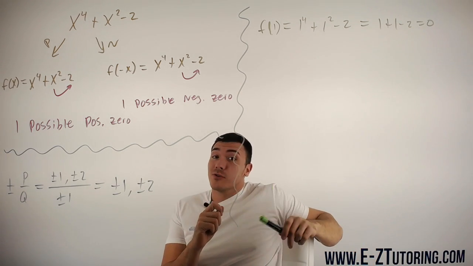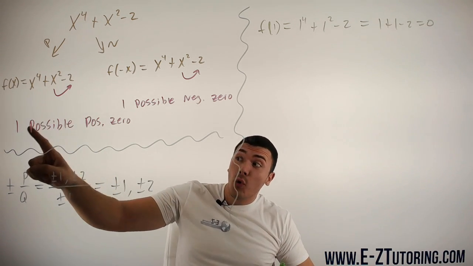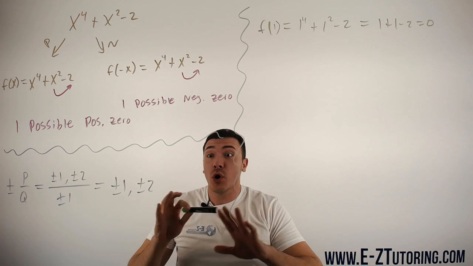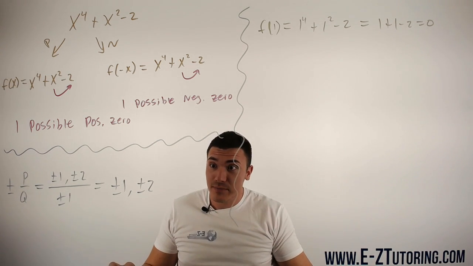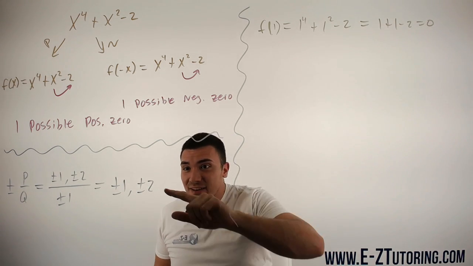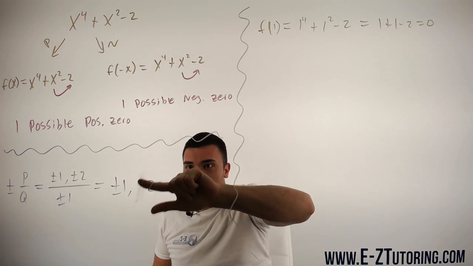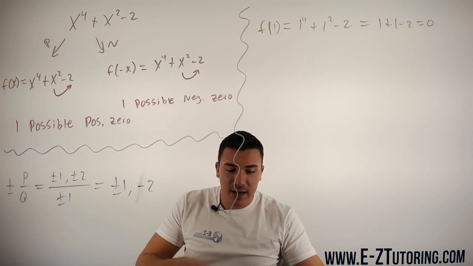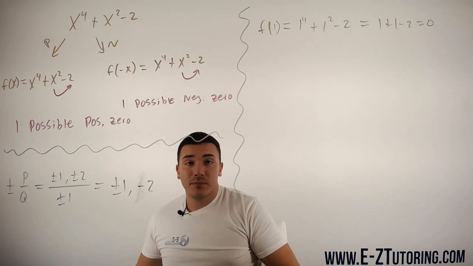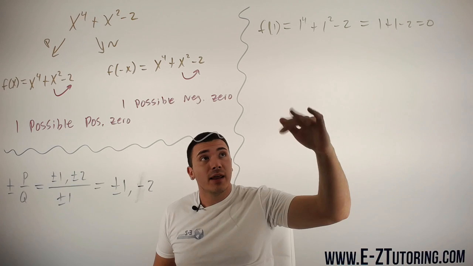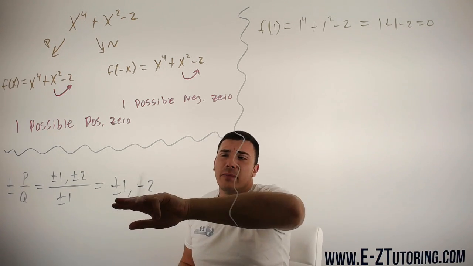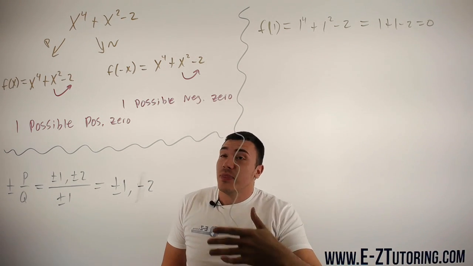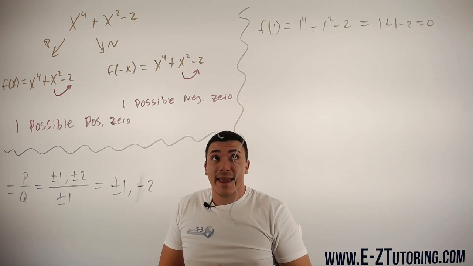Now you'll notice Descartes' rule of signs tells us that we have only one positive zero. And we just found the positive zero, so there are no more positive zeros. So what does that tell us? That tells us that we don't have to test out positive 2. That tells us that the only other possible zeros are negative 1 and negative 2. So we don't have to test out any more positive ones. In this case, yes, we only have four possible zeros, but in a case where you have a lot, this rule will come in extremely handy.